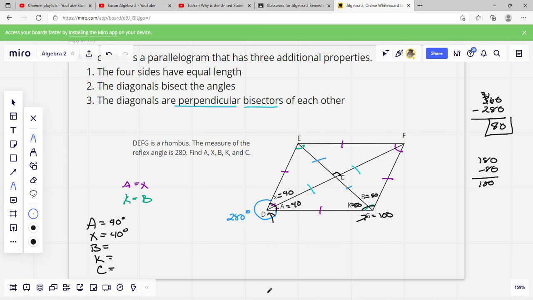That means that also these angles have to be 90. If I had 50 and 40, that's 90, plus this square corner right here would make another 90. 90 and 90 is 180. So that's another way to figure that. So B is 50, and K is 50. And then we need C. Oh, C is 90. All the center ones are 90 because they're perpendicular bisectors.